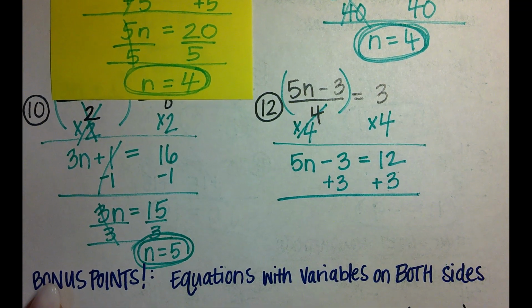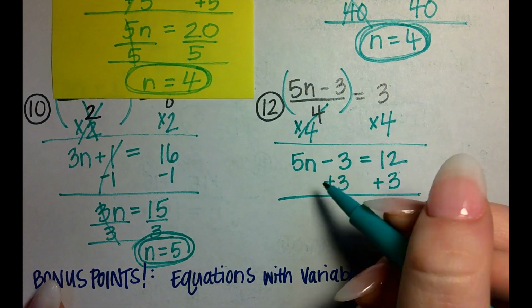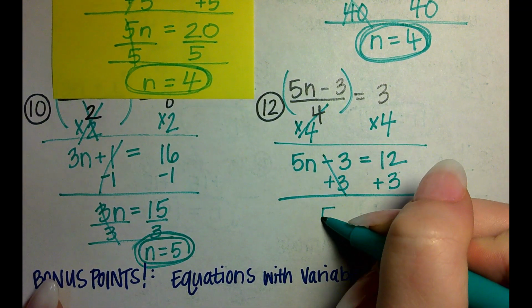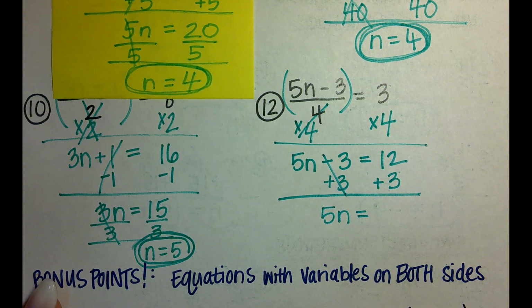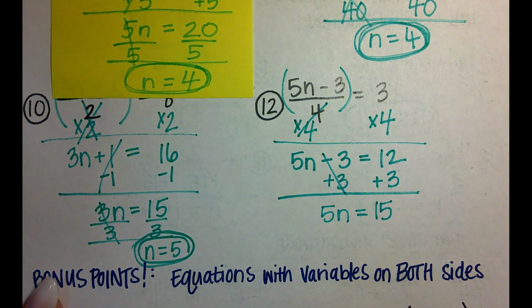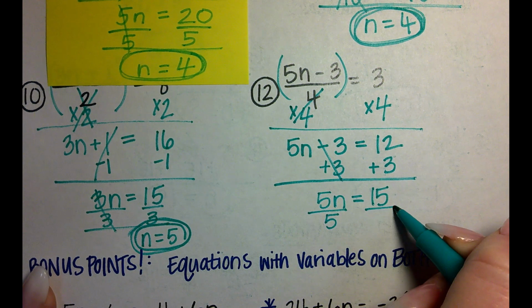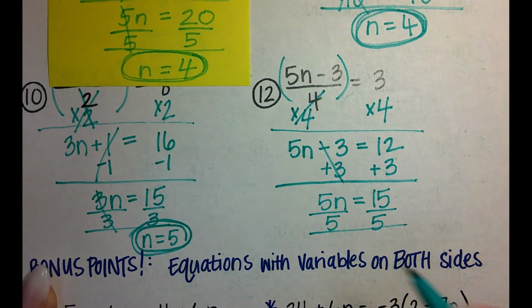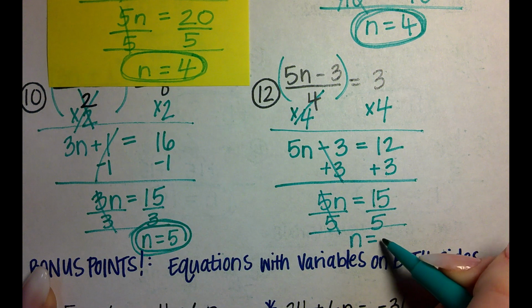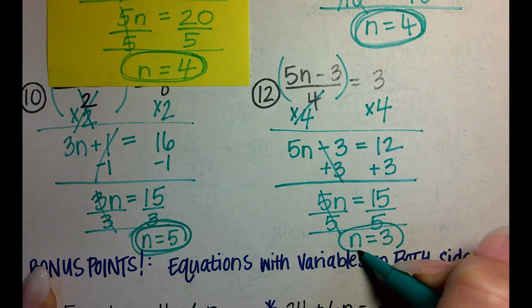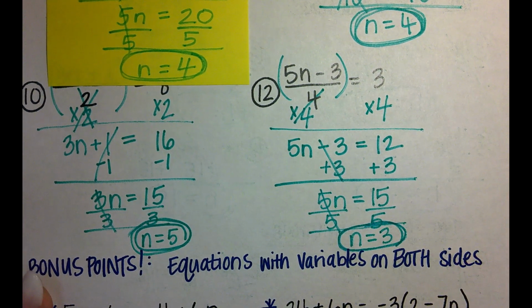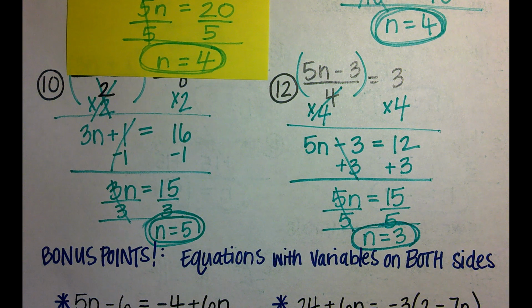Okay, what happens? We get 5n. Yes, my 3's cancel. Your 5n equals 15. You divide by 5 on each side. Your 5's cancel, n equals 3. There it is. All right, that's number 12, guys.